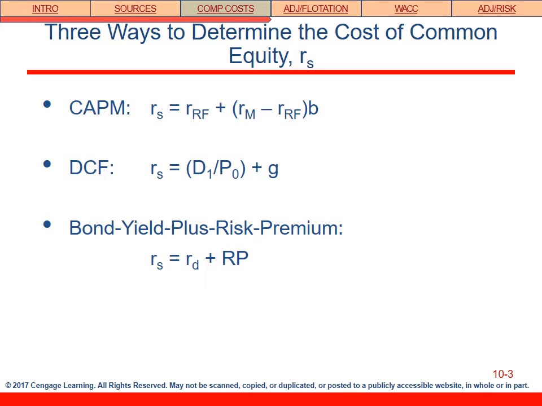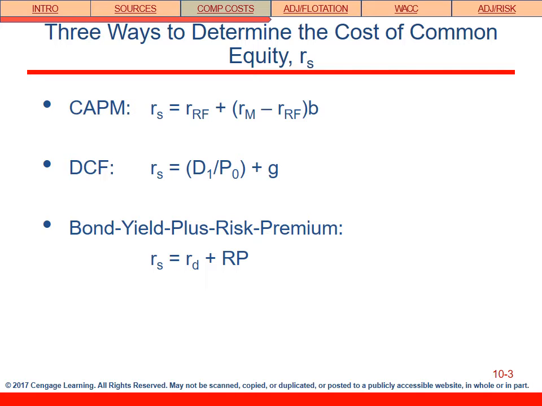However, in Chapter 9, we use that equation to find the current price of the stock. Here, we're going to rearrange that same equation and solve for R sub S, which is the required rate of return that the firm must earn on behalf of the stockholders to keep them happy.